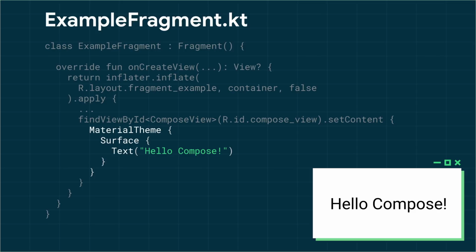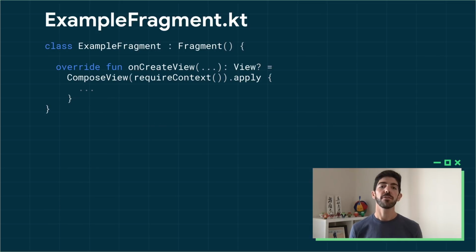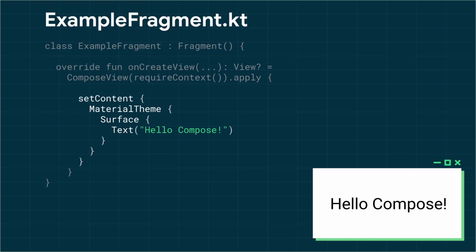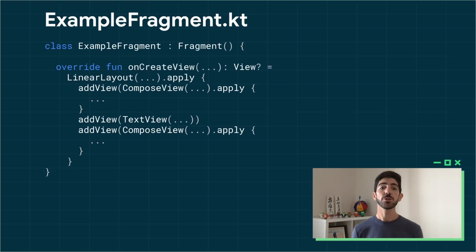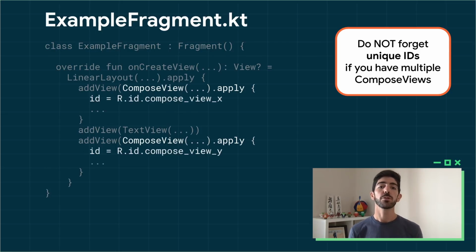in Compose land again. If you want to have Compose at the root level in a fragment, you can use the ComposeView without needing an XML file. Create the ComposeView inline and use setContent as before. If you use multiple ComposeViews, like this example which uses a LinearLayout with two ComposeViews and a TextView, just remember to give them a unique ID to enable SavedInstanceState to work.